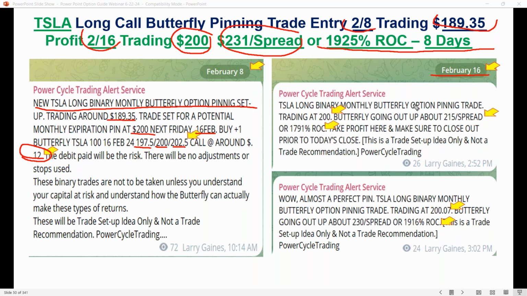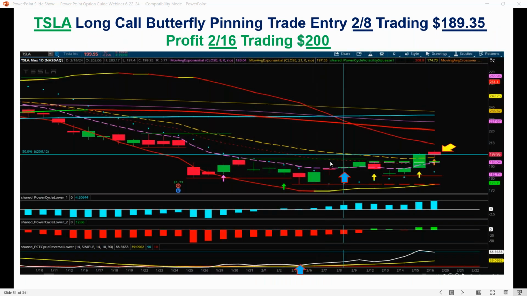Then on the 16th in the morning, it was trading right here at $200. That butterfly was now up to $215 on the spread, over 1,700% return. And then here it went out right at the close. Just pretty amazing. It went out right there, pinned at 200, and it was up $230 per spread, over 1,900% return. So that's how you could take advantage of something that gives you these huge returns. Here's where the trade was established on the 8th, right there, and then we took it off right there, perfect pin at 200.